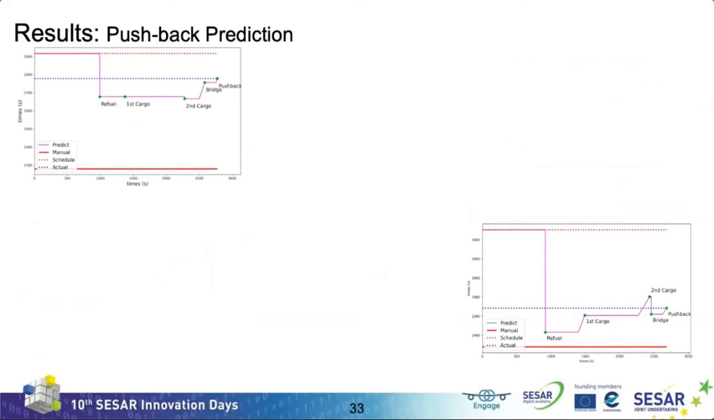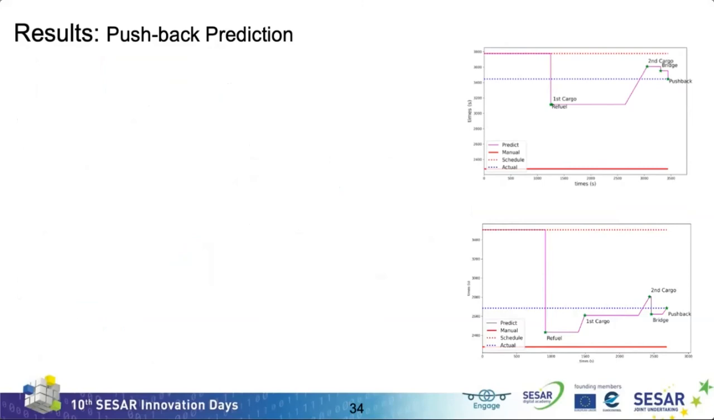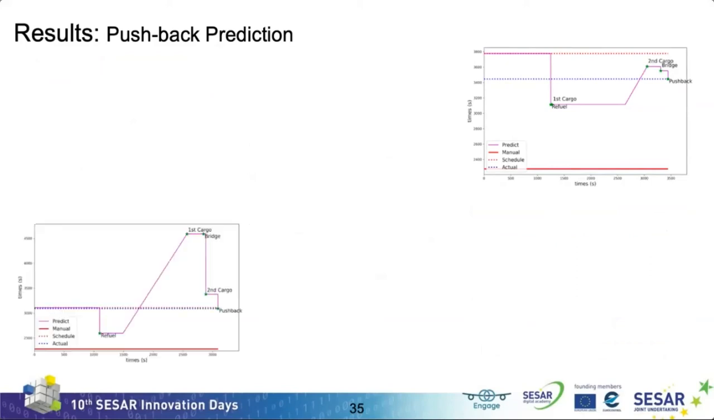For example, in the two figures with actual times of approximately 2,700 seconds, the scheduled times range from 2,900 to 3,500 seconds. While in the two figures with scheduled times of about 3,600 seconds, the actual times range from 2,700 to 3,500 seconds. Moreover, there is no standard process for aircraft turnaround.